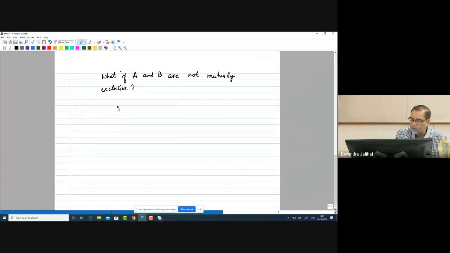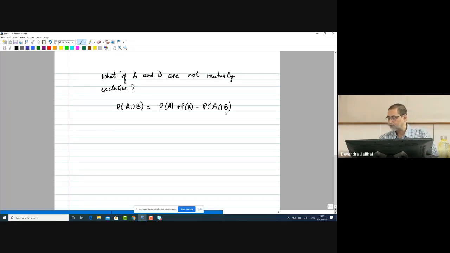So if I ask the question, what is the probability of A union B? Previously I said, assuming A and B mutually exclusive, it was probability of A plus probability of B. Now it turns out that I need to remove the part that gets counted twice. It is probability of A intersection B. This can be proved. Our textbook has a very simple 3-step proof of this. Since all these results are known, I'm not going to get into the proof of this.